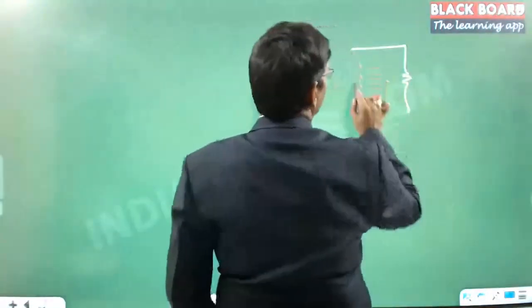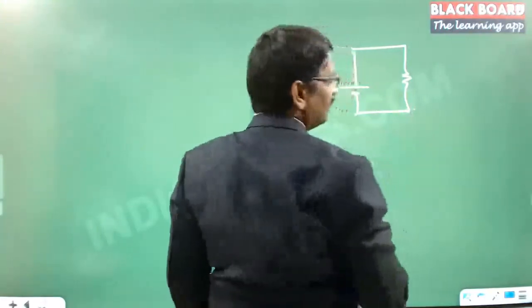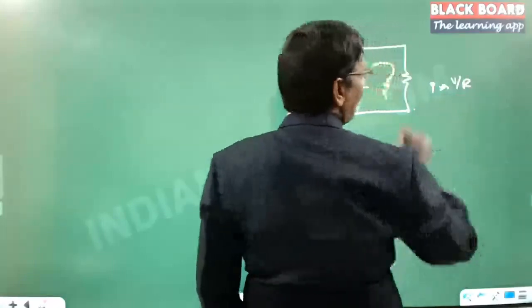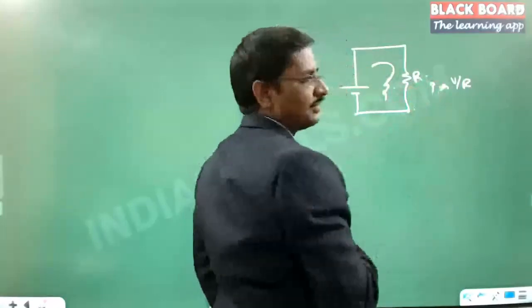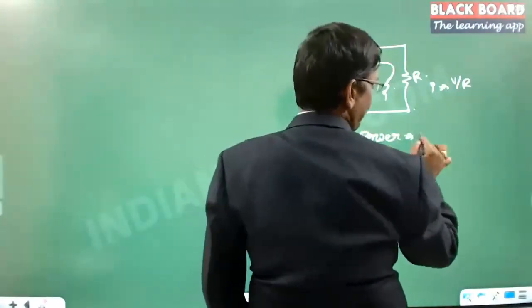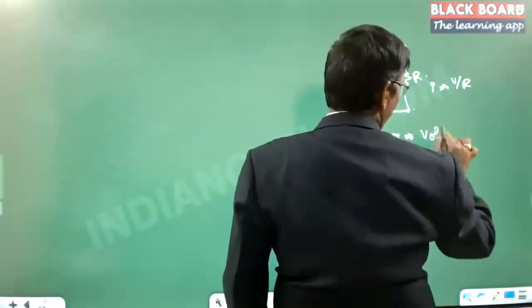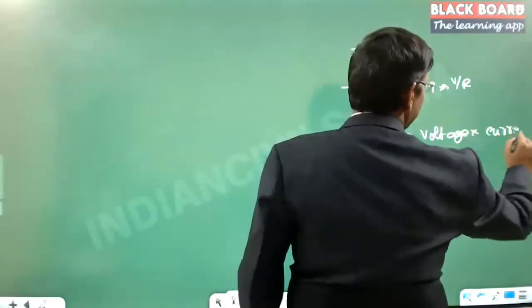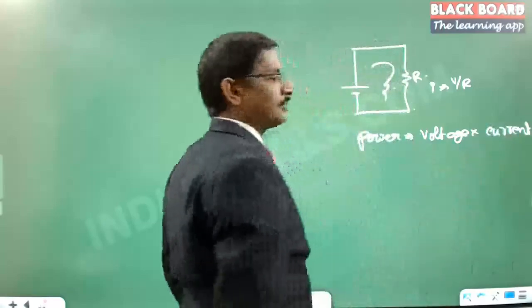When we calculate the power in a resistance, let us say this is DC. Then the amount of current that is flowing is I, and the I value we calculate as V by R, where this is the resistance here. And then the power is equal to voltage into current.